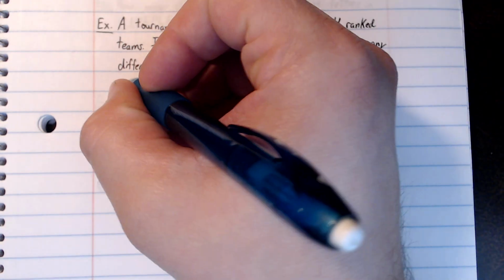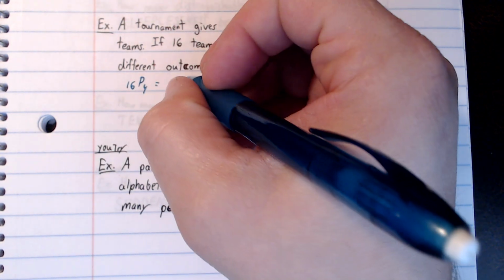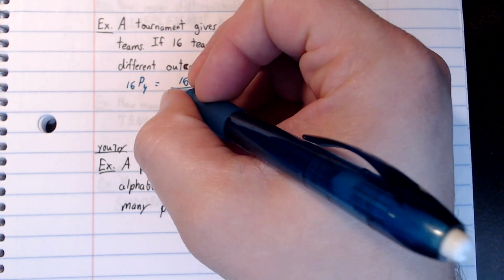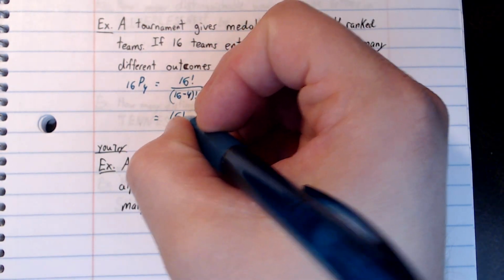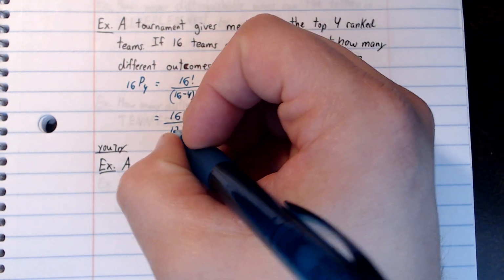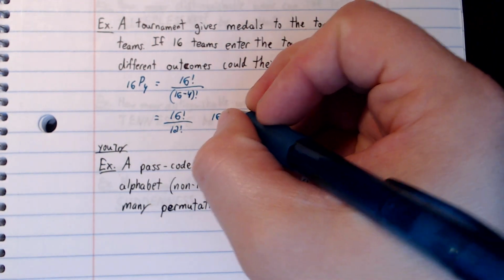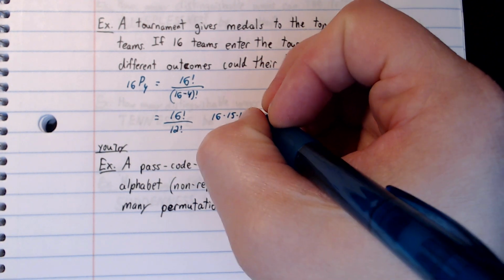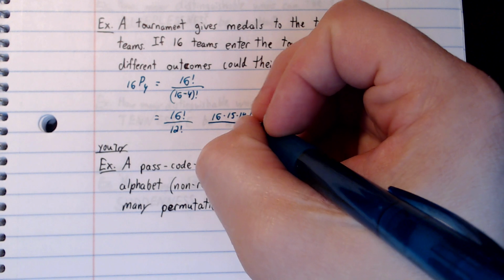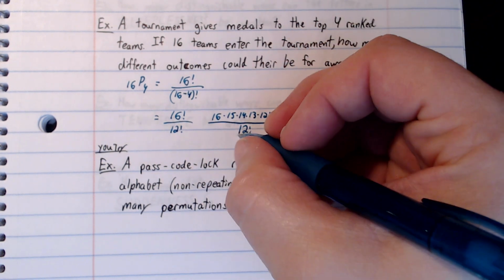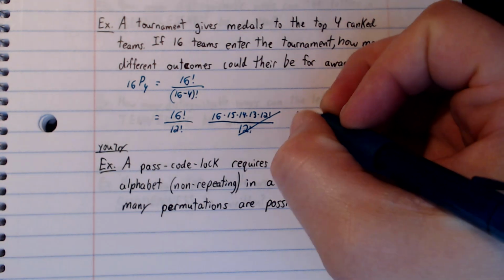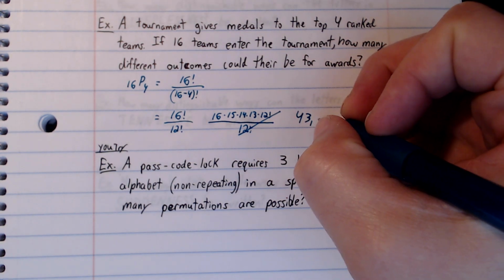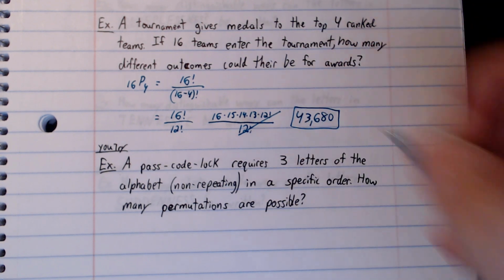All right, so we're doing 16 permutations of 4. So 16 factorial over 16 minus 4 factorial. Let's simplify that a little. 16 minus 4 is 12. So if we expand 16 times 15 times 14 times 13 times 12 factorial, those will cancel. So 16, 15, 14, 13 all multiplied together would be 43,680 different outcomes.